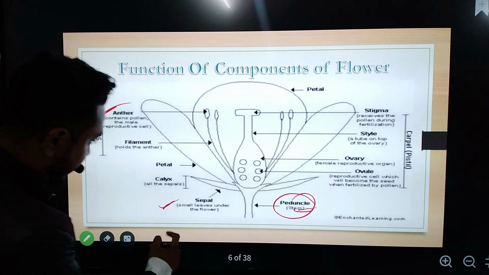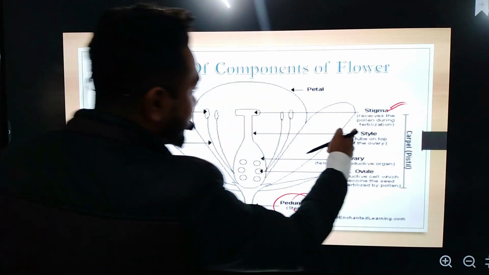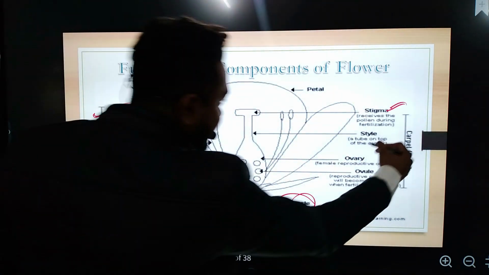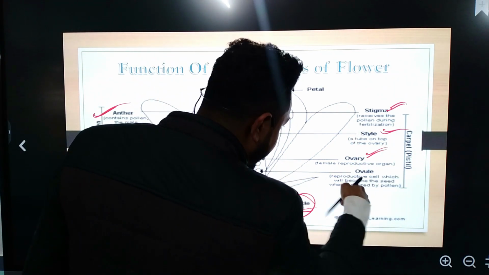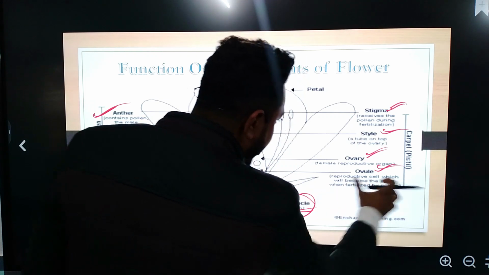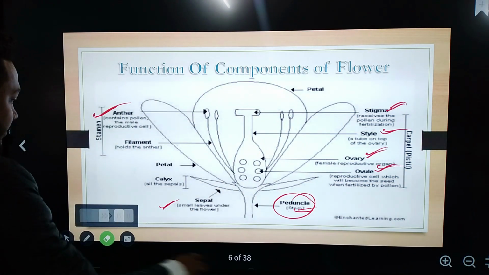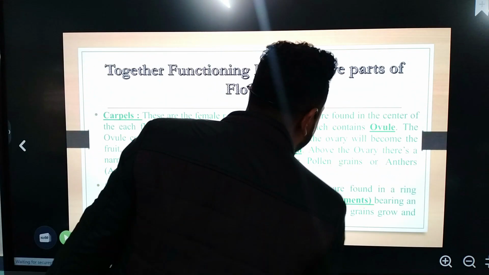Likewise the stigma is responsible to hold the pollen. This is the style. In the style it develops a tube. In the ovary, the female gametes lie inside the ovary. Ovule is the reproductive cell. Alright, so now moving to the next slide.